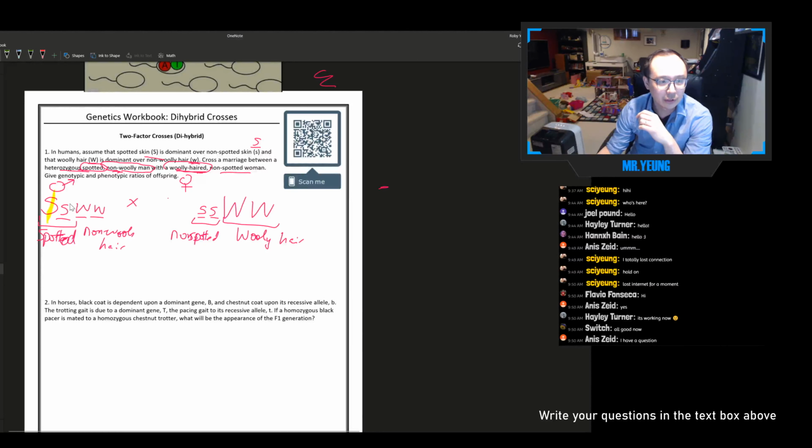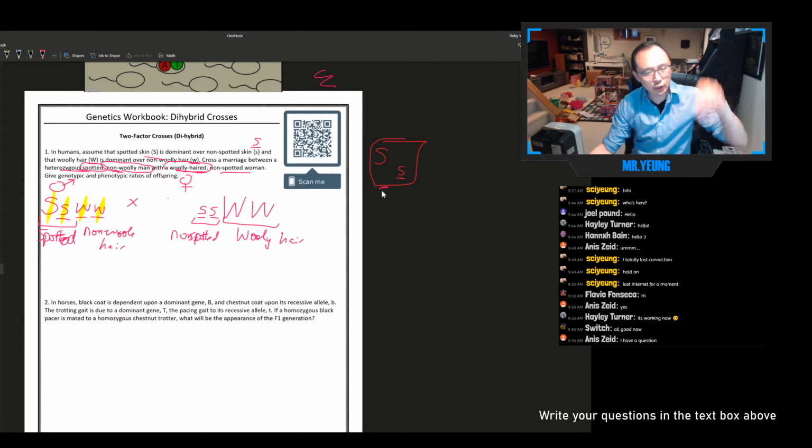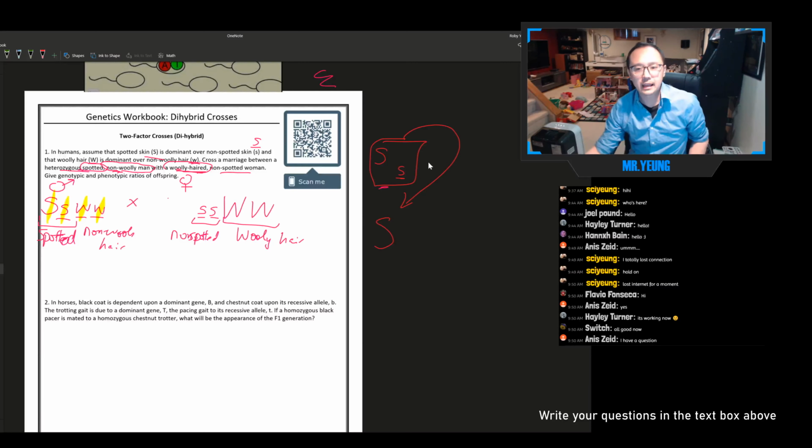Each of these are going to be separated independently from each other. That's what independent assortment is. That's why it's called independent assortment, right? So that means if you were to have a jar that's covered, and inside this jar you have an uppercase S and a lowercase s, and you're just reaching in and randomly selecting, you're going to get either an uppercase S or a lowercase s, right?